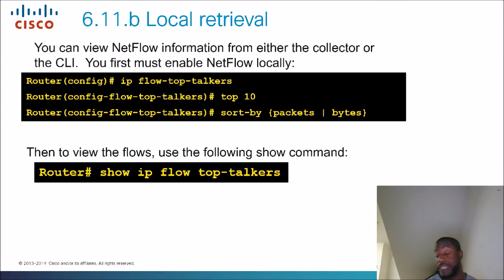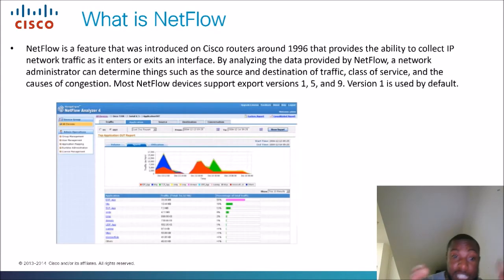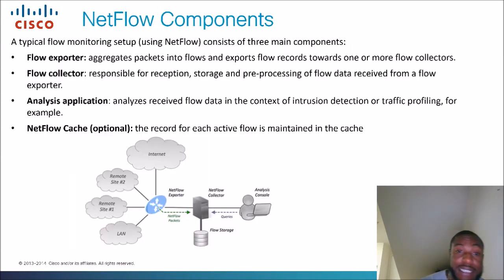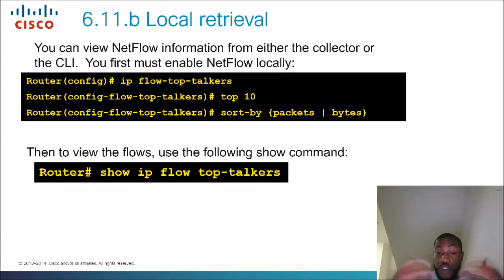Local retrieval is basically, instead of seeing it exported to a third-party tool like this, where you're seeing the pie charts and these pretty little bar graphs and stuff like that, you can do local retrieval, which is you retrieving the information and seeing it in the CLI, the command line interface. And that's what we're going to do on Boson NetSim. We're not going to add a third-party tool.